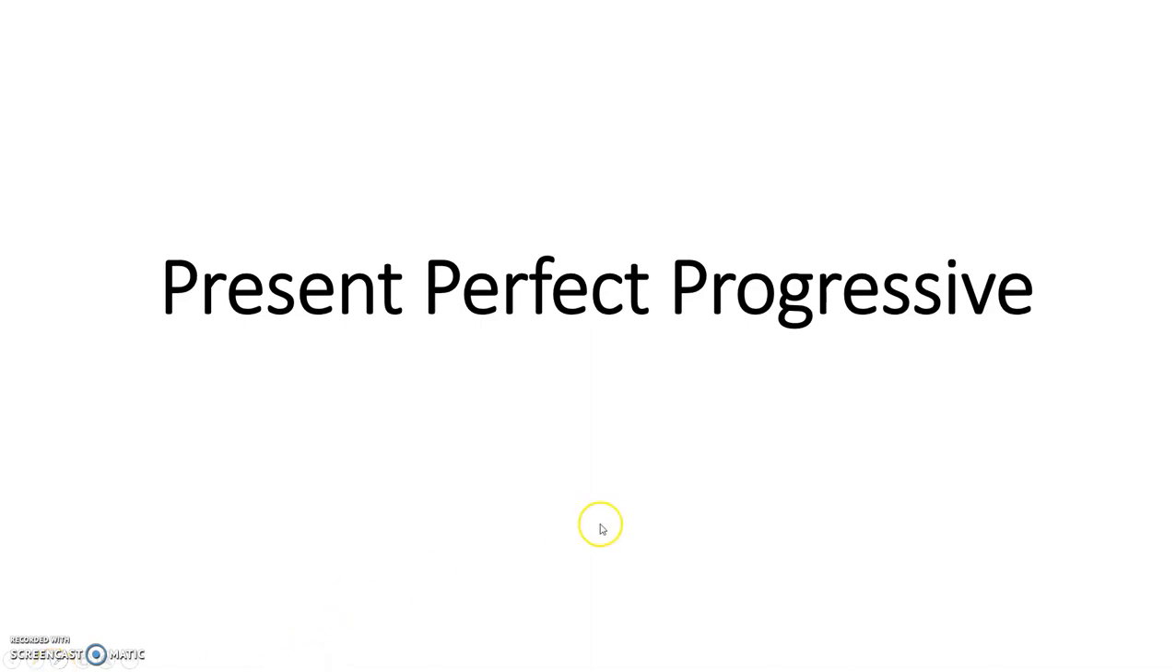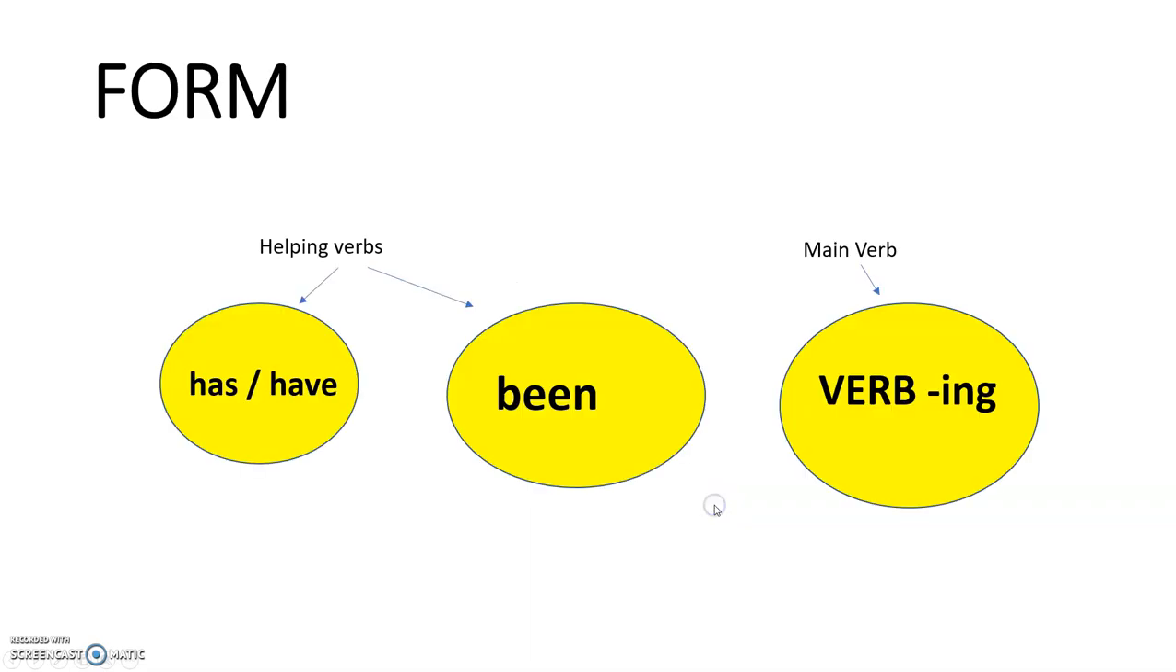Hi, this video is about present perfect progressive. We're going to start with the form. As usual, the form is not very difficult. You have two helping verbs, has or have, and been, which is the be verb. And then your main verb is always ing, which is called present participle.